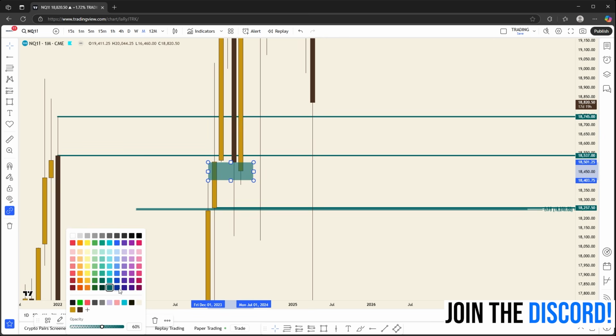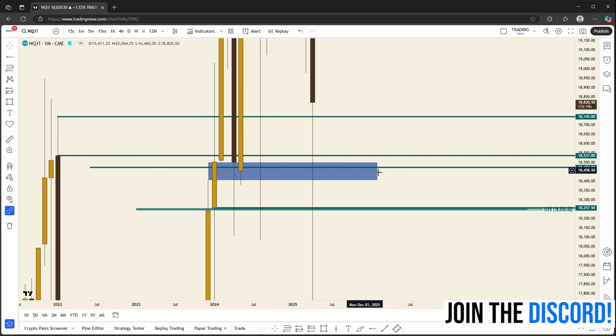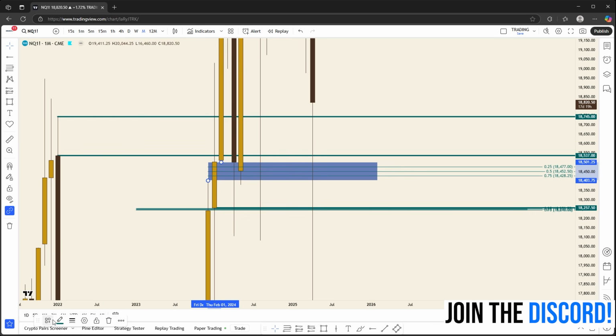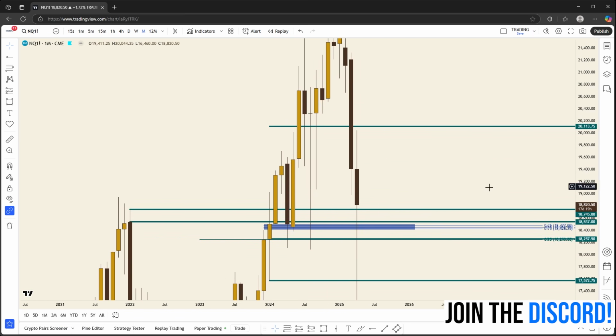And notice how if we mark our monthly fair value gap like this, none of the higher time frame levels overlap that. What I mean is, no yearly levels are going through the fair value gap. So that means we can use this monthly fair value gap as a level and be totally fine doing so. Okay? So that's one monthly level that we have.